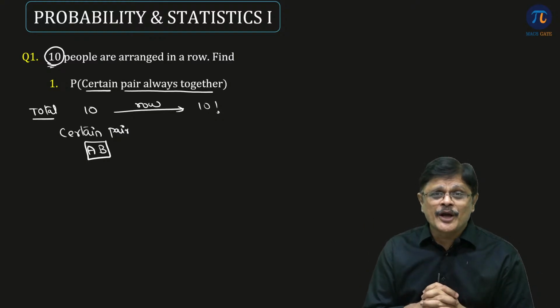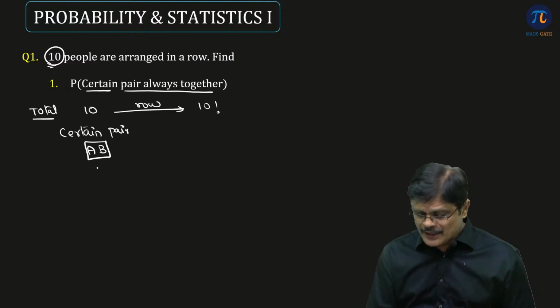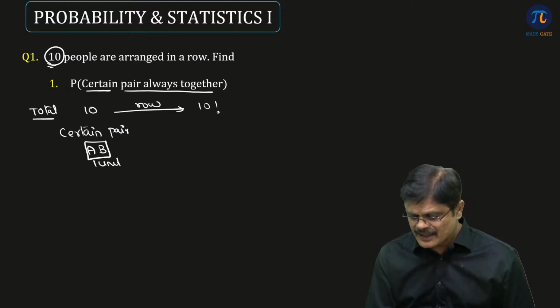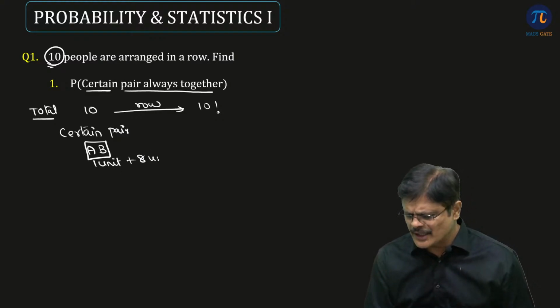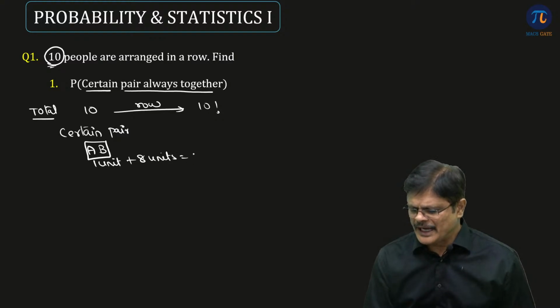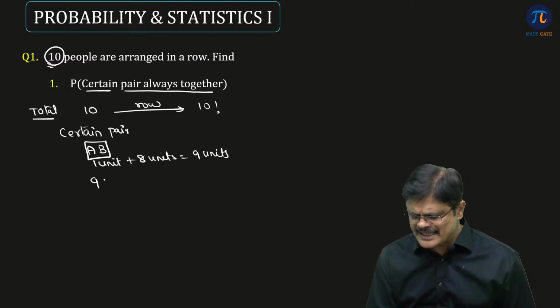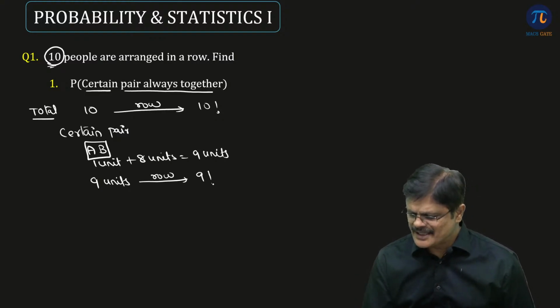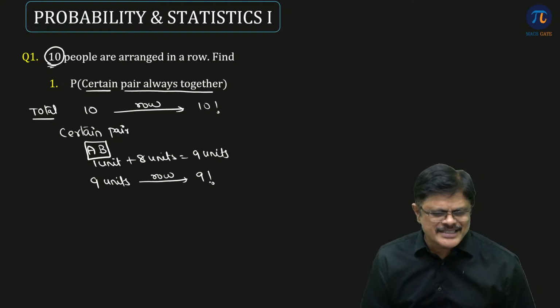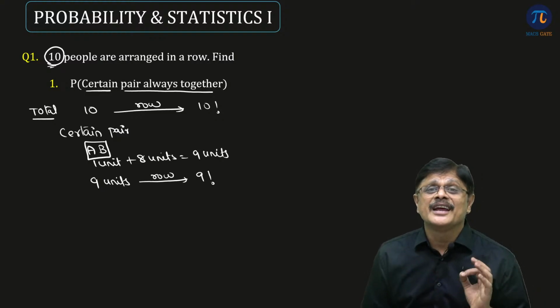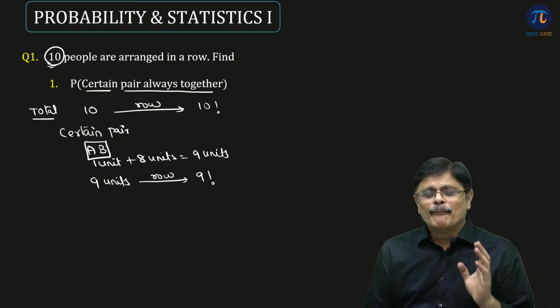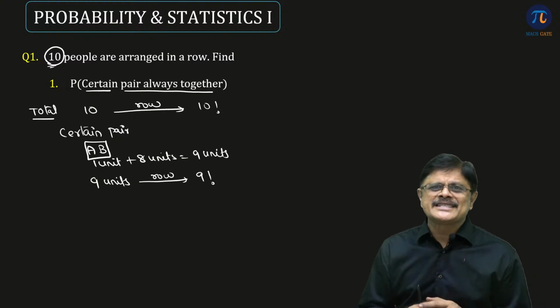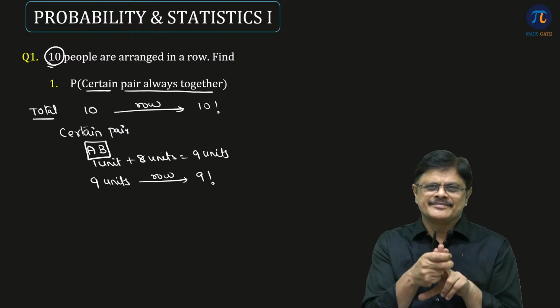So how many people are you having? This is 1 unit, remaining 8 people. So let us call them 8 units. So 8 plus 1, that is 9 units. So how many ways can you arrange 9 units in a row? That is 9 factorial ways. 9 units can be arranged in a row in how many ways, sir? 9 factorial ways. But in each of these arrangements, AB are always tied.